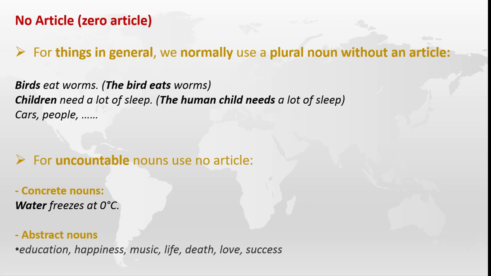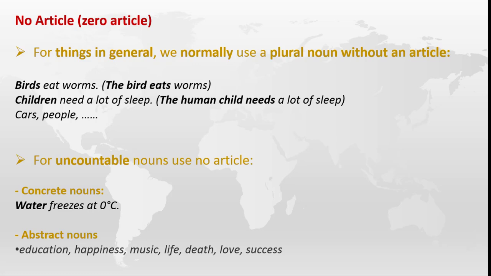First of all, for things in general, we normally use a plural noun without an article. Birds eat worms. We are referring to a general thing, birds. As I told you in the last lesson, sometimes we can say the bird. If I say the bird, this represents the whole group of birds. So it has the same meaning if I say the bird eats worms.